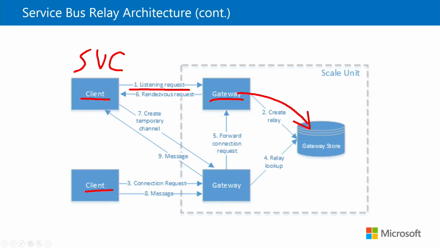Now, you may have multiple gateways, but once you establish that listening connection, it's going to be associated with that gateway. And so then you get an actual client, and again, it could be a mobile device, it could be a web app, it could be a partner application or whatever. The client sends a connection request. Now, that connection request may go to a different gateway. The different gateway would then have to look up the gateway store and forward that to the actual gateway.